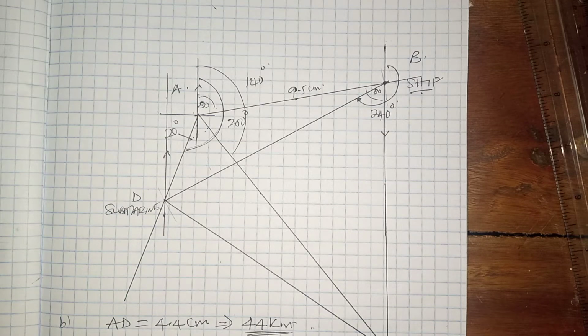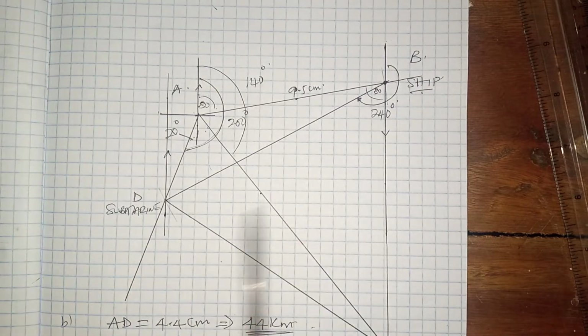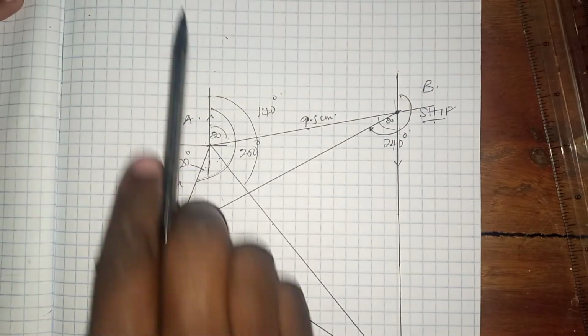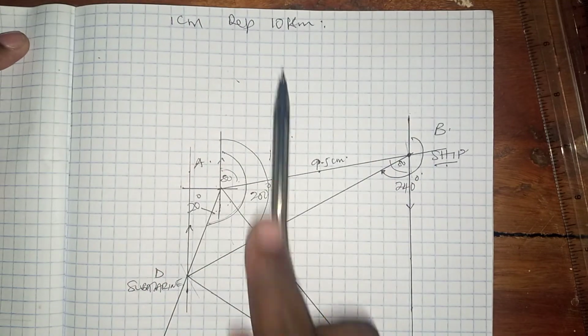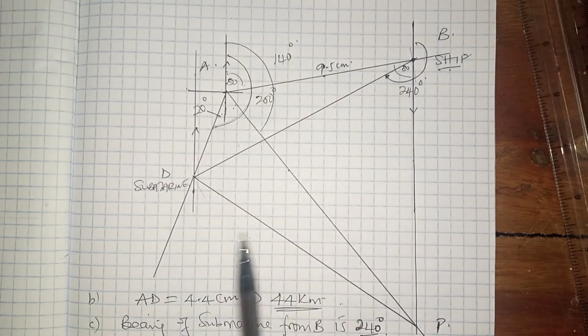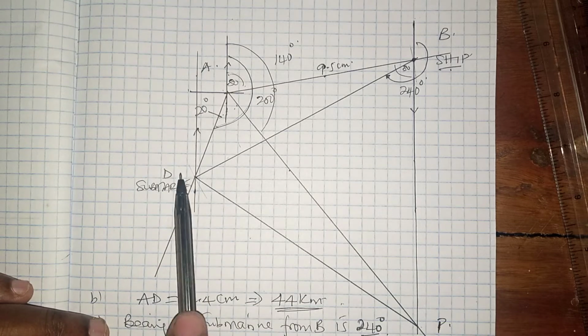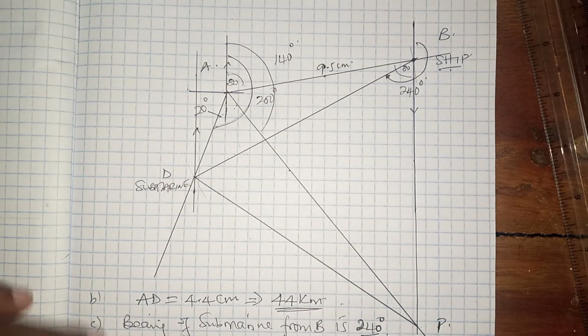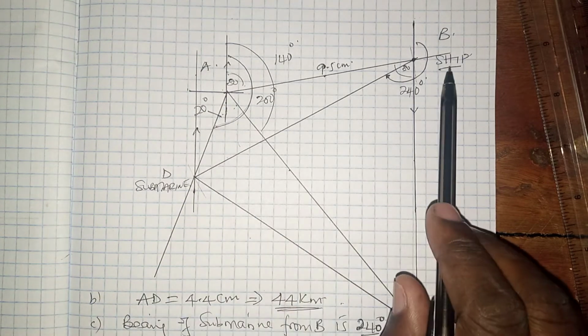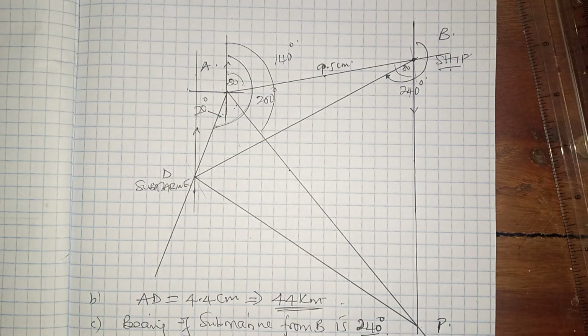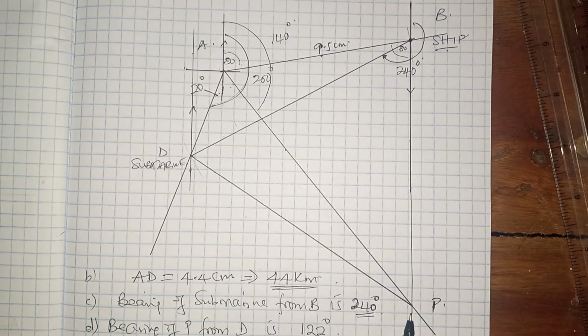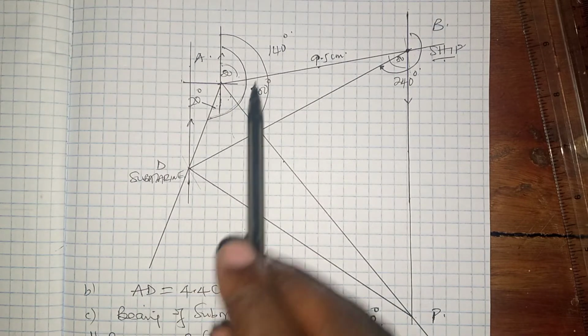In this video, I want to respond to the following questions. In the topic of scale drawing, we have just constructed this diagram, part A of the question, using the scale of 1 centimeter representing 10 kilometers. We were able to locate point A, point B, point D, and point P. This is the port, this is a ship, this is a submarine, and this is an island where the island is.